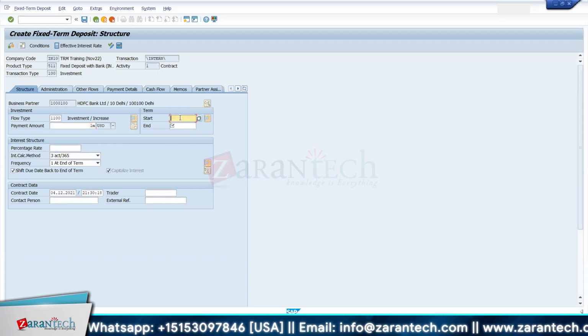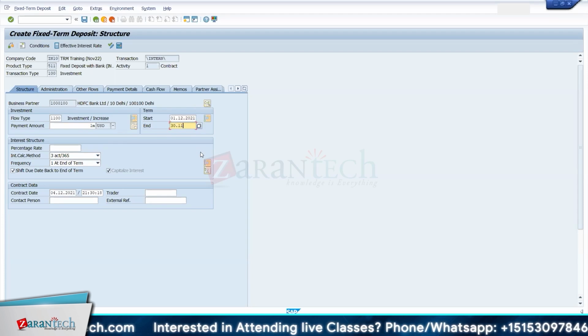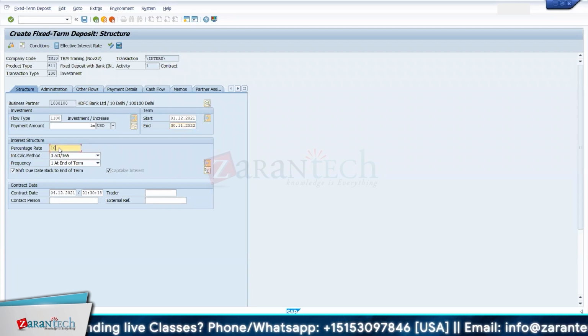Okay, what is the start date? Suppose my start date is 01/10/2021, and consider this is for 12 months, so 30/11/2022. Okay, for 1 year I'm doing. What is the rate of interest? Suppose I say rate of interest is 10%, and the calculation method, if you remember, we have defaulted in my transaction type, and the frequency.